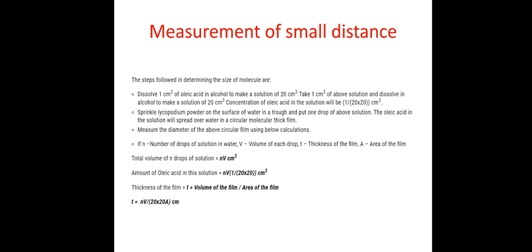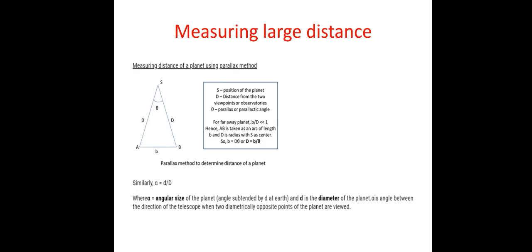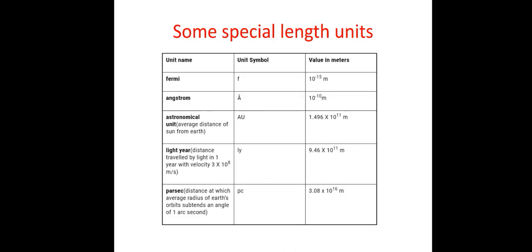And thickness is what? t. So thickness equals the volume of the film upon the area of the film. I hope you get this. So this way you understand how we can measure large distances and how we can measure small distances.